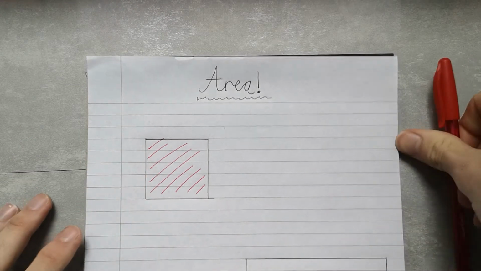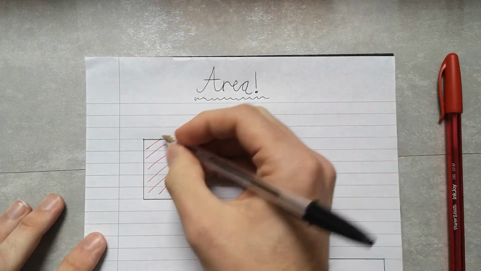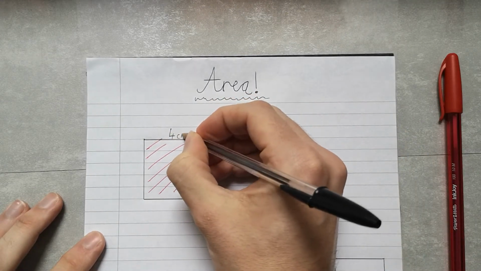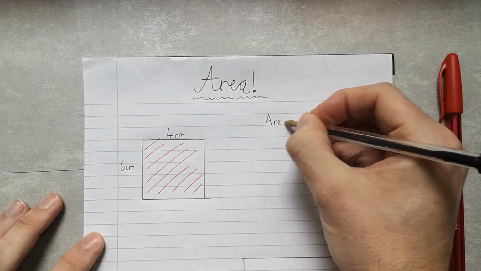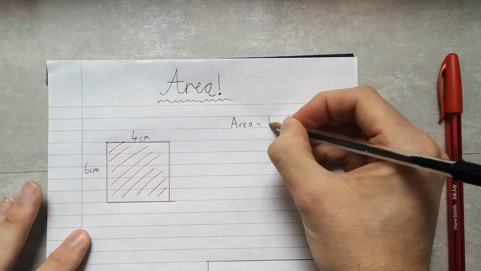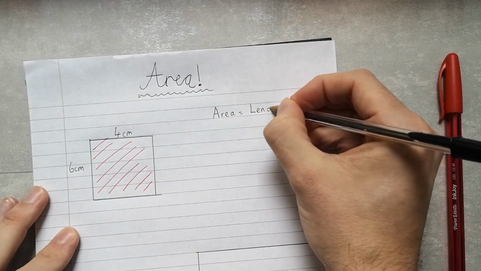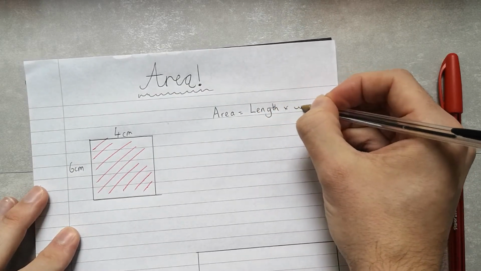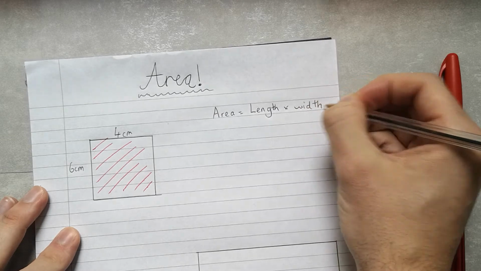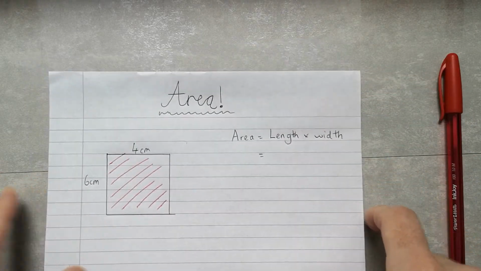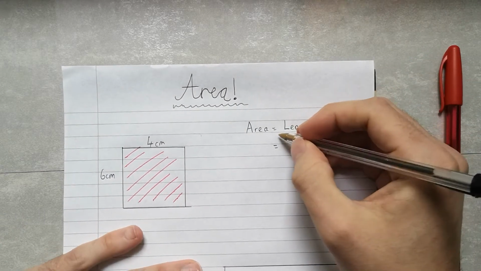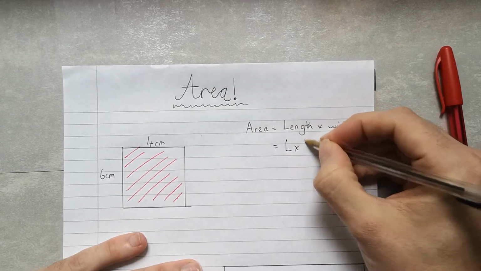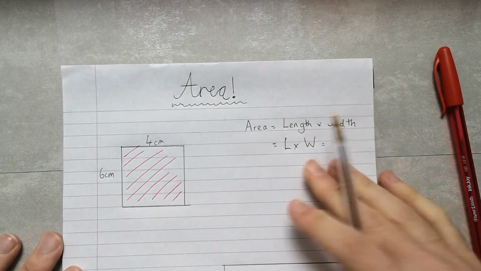Well, with area, you're normally given a measurement. Area is always worked out by doing length times width. It's the easiest way. That's how you do it. Normally it's abbreviated to L times W, and then you've just got to find out what the L times W is.